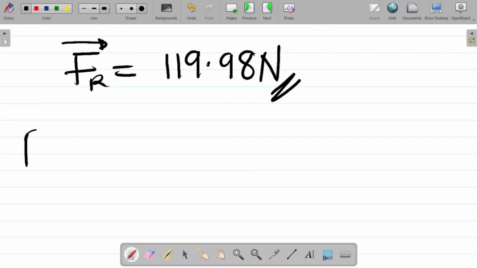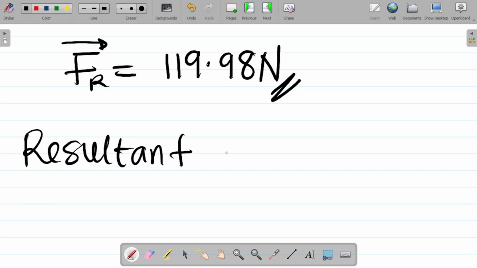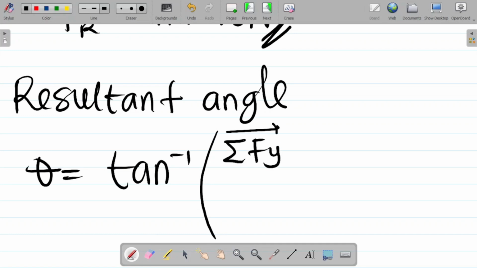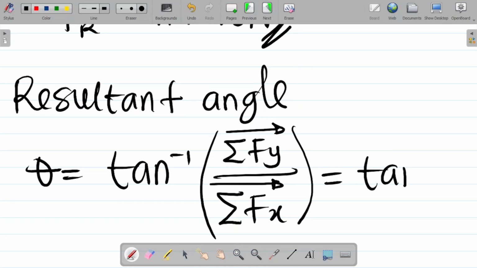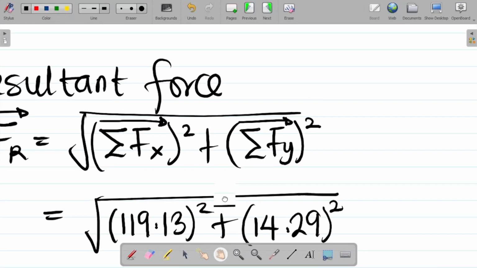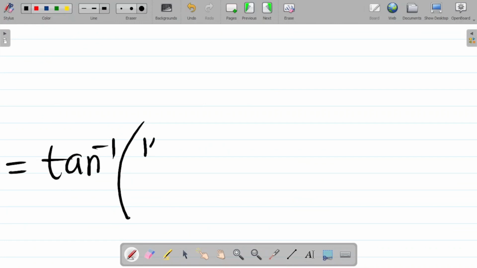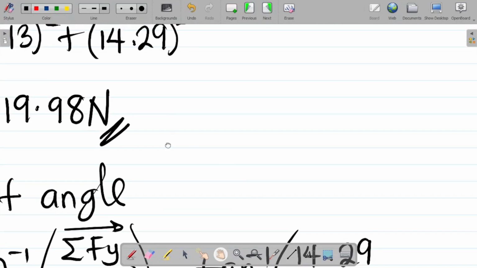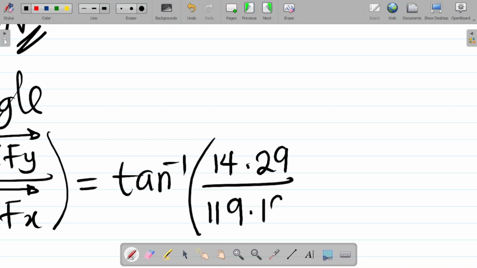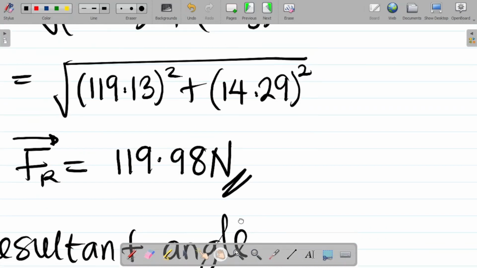Let's now get the resultant angle. The resultant angle is actually theta. Well, we said theta is equal to, your formula is tan inverse of sigma Fy over sigma Fx. Let's get sigma Fy. The value of sigma Fy here is 14.29, all over, let's get sigma Fx. Sigma Fx here is 119.13. We have this.